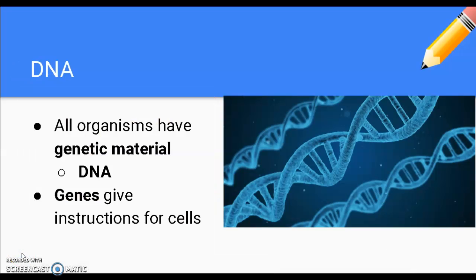All living things, all organisms, also have to have genetic material. And in organisms, in cells, that genetic material is DNA. DNA is a molecule that codes for our genes, and our genes give instructions for cells. So it's our genes that determine what type of organism it will be. We'll talk more later on this year about DNA and how it's able to give instructions for cells. But for now, what you need to know is that every living thing, every cell, has DNA.